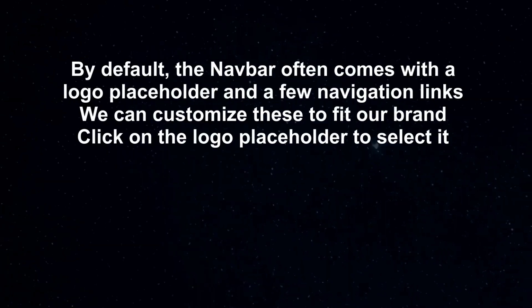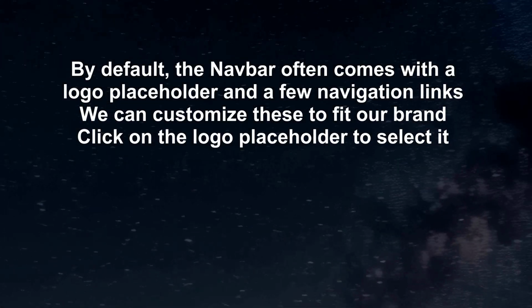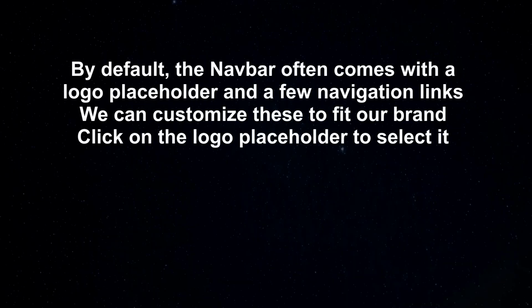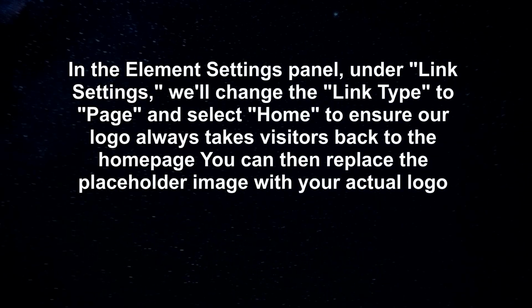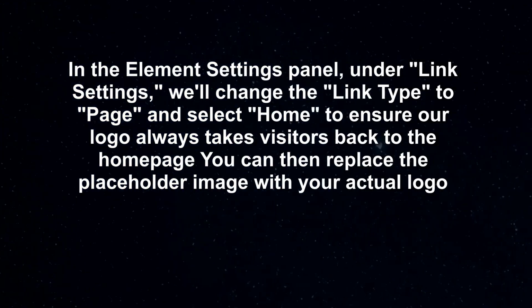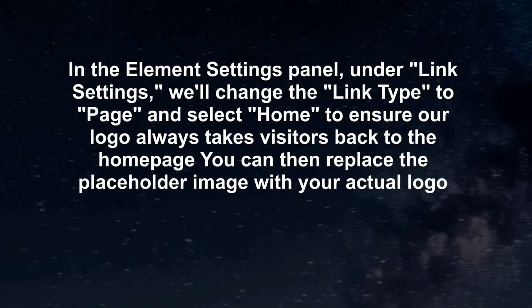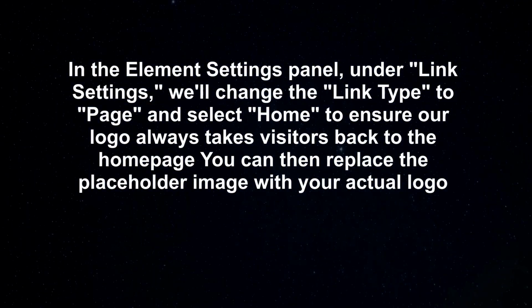By default, the Navbar often comes with a logo placeholder and a few navigation links. We can customize these to fit our brand. Click on the logo placeholder to select it. In the Element Settings panel, under Link Settings, we'll change the link type to Page and select Home to ensure our logo always takes visitors back to the home page. You can then replace the placeholder image with your actual logo.